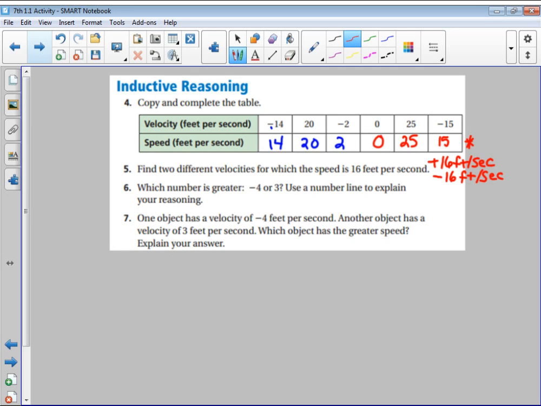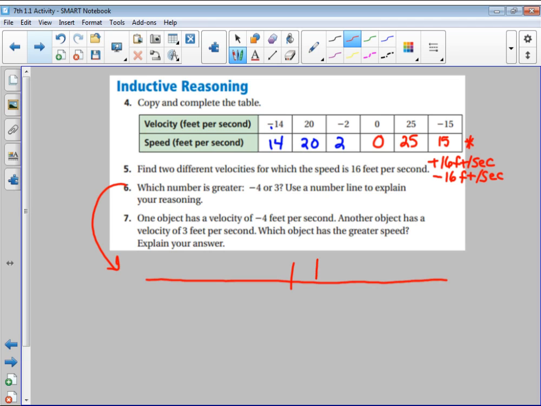Okay. Number 6 says which number is greater, -4 or +3. Use a number line to explain your reasoning. So I'm going to go ahead and draw a number line. Now you guys have a number line in your journal book, so this saves you time. Forgive my handwriting. I'm going to review really quick how to set up a number line. You have 0 that's sitting in the middle. And then working your way out from 0, it goes in the same order.